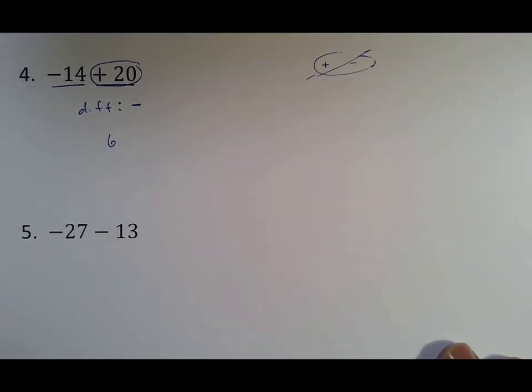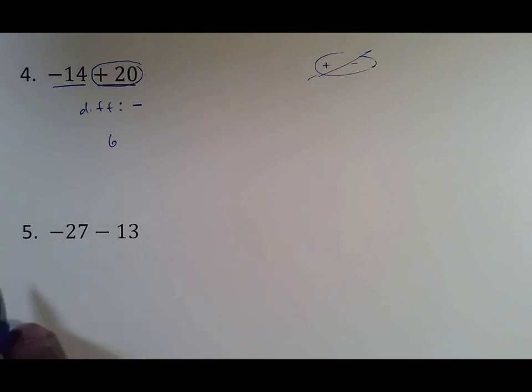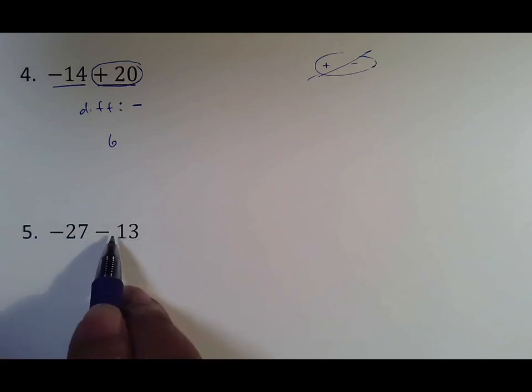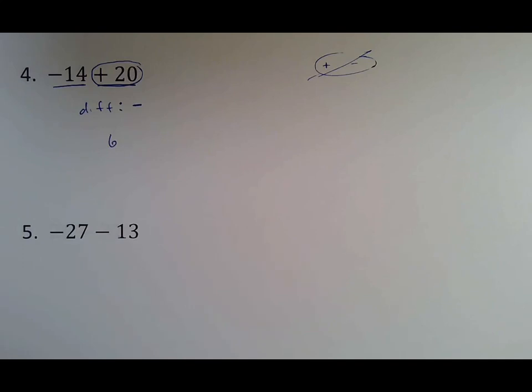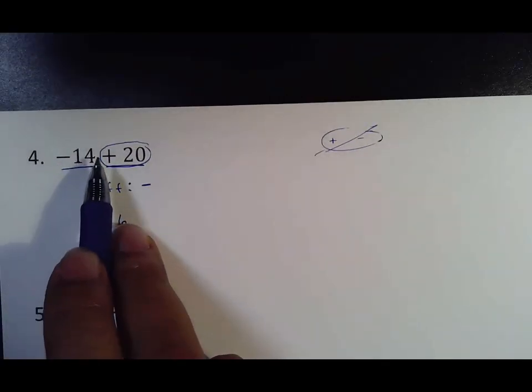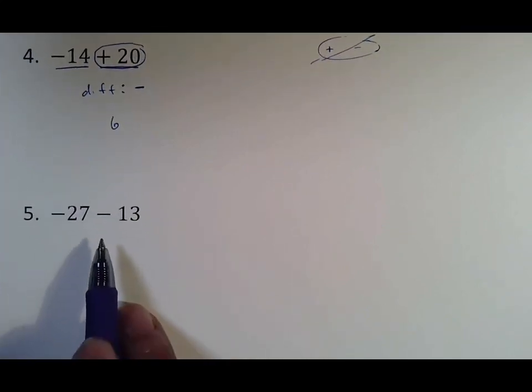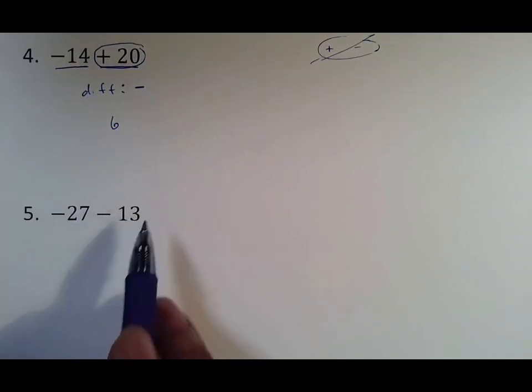Negative 27 minus 13. The way you read it doesn't really matter. Just make sure whenever you have a minus sign in front, that's a negative, and then anything after that is a minus. So negative 27 minus 13. It's also important you learn to read those things, because when you do get your calculators and I show you how to use the buttons, if you're reading it wrong, it's not going to help you. So we would read this as negative 14 plus 20. This would be read as negative 27 minus 13.